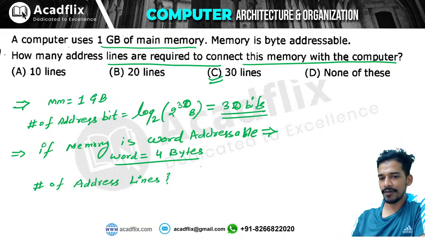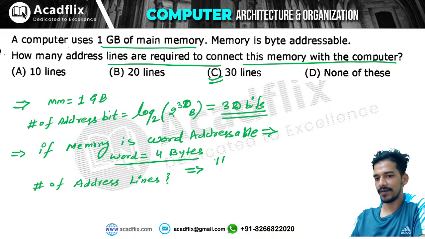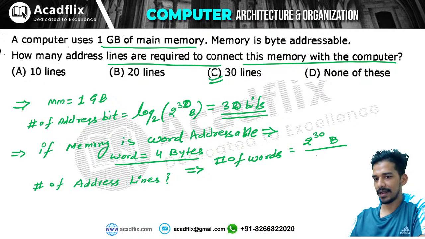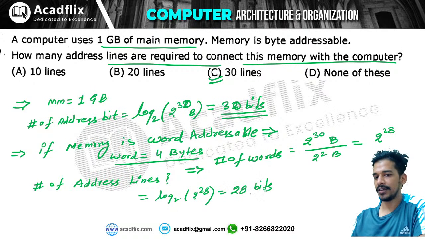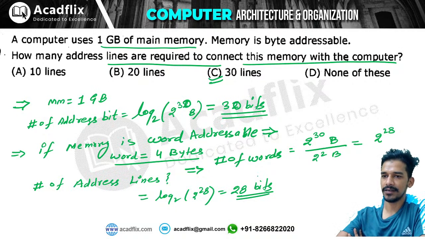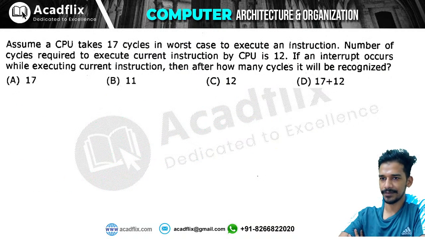So in this case you have to find the number of words. Number of words in this memory will be number of bytes divided by the word size. Number of bytes are 2 to the power 30, and the size of one word is 4 bytes, that is 2 to the power 2 bytes. So number of words in this memory will be 2 to the power 28. Now if you want to find the number of addressing lines, it will be log base 2 of 2 to the power 28, that is 28 bits. There will be a 28-bit address, or you can say 28 address lines, because one line can carry 1 bit of address.